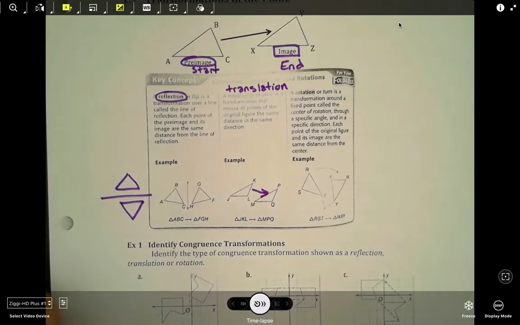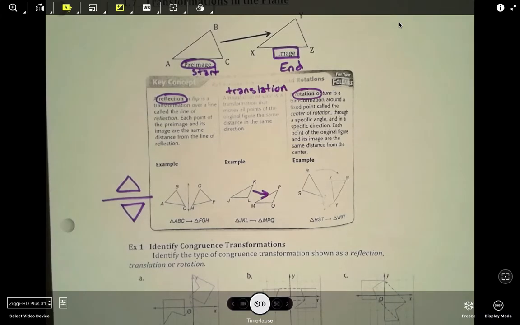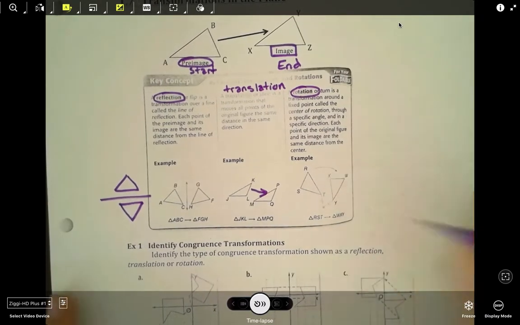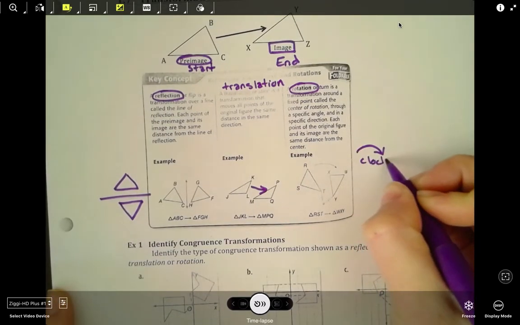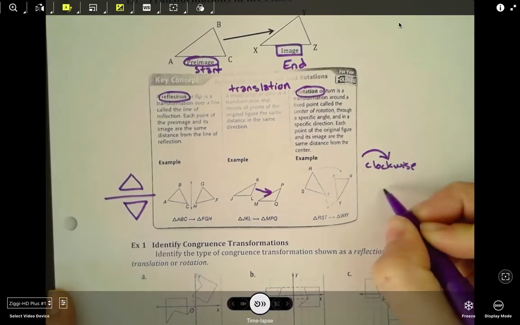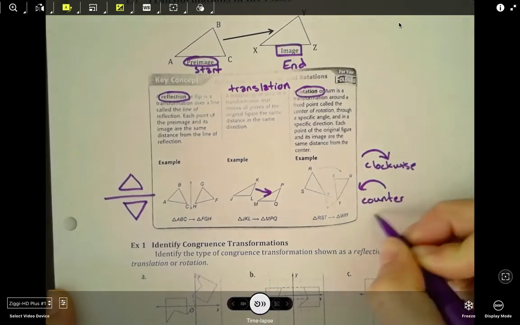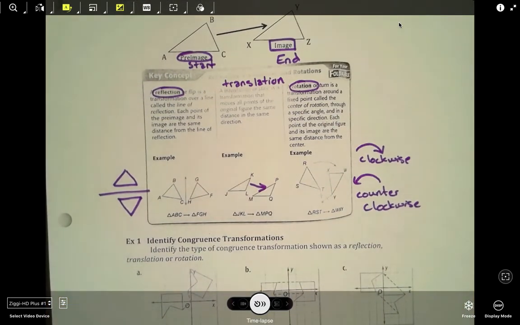And the last one is a rotation. So you're taking something and you're rotating it around. You can do that either clockwise or counterclockwise. Clockwise is to the right, and counterclockwise is to the left. And we'll talk about the differences between both of them. So clockwise versus counterclockwise. That's three different transformations that we can have.